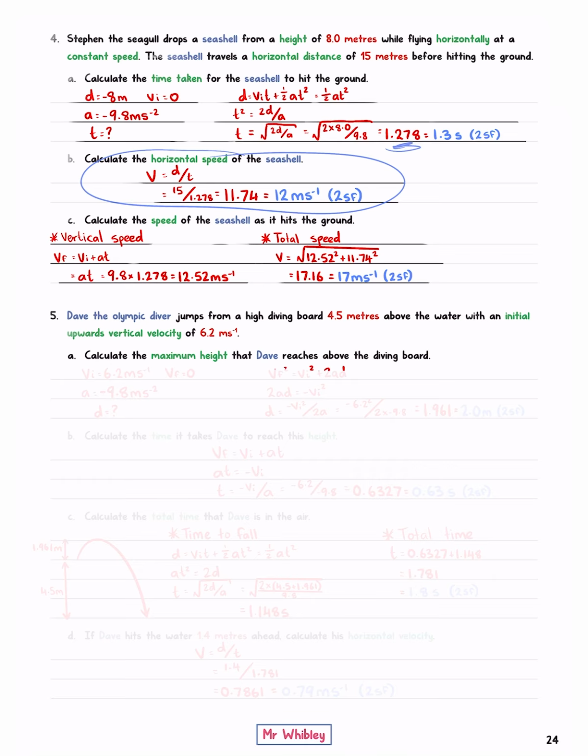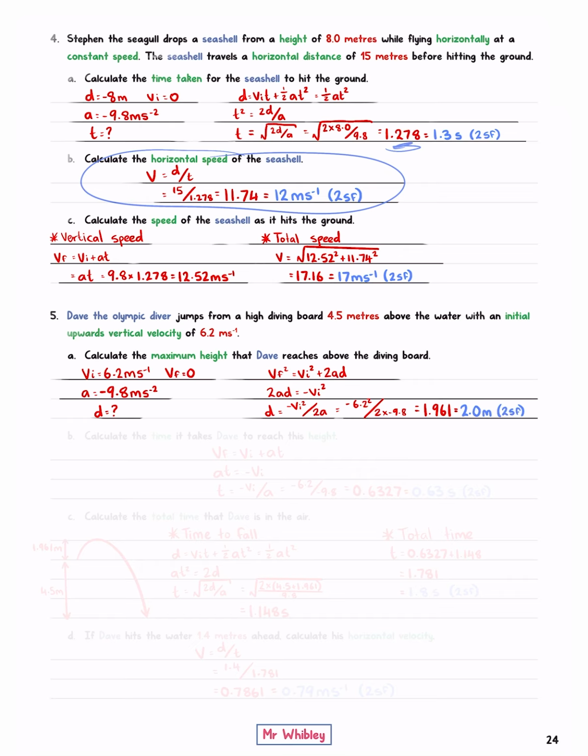To find the height, we're considering the vertical motion. He has an initial vertical velocity of 6.2, and at his maximum height this will be 0. His acceleration is 9.8 downwards, and we're trying to find the distance. We don't have and we don't care to find the time, so we choose the equation without that. Because Vf is 0, we can just subtract Vi squared from both sides, and then solve by dividing both sides by 2a. Putting in our numbers gives me 1.961 or 2.0 meters to two significant figures.